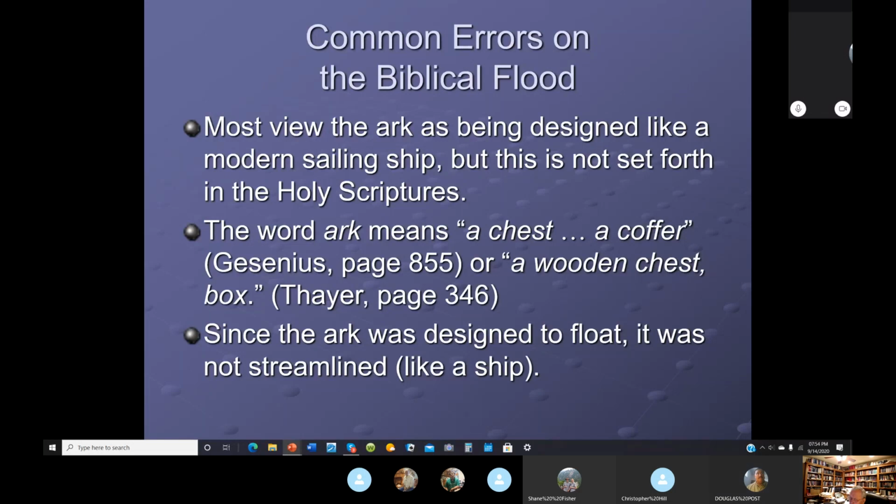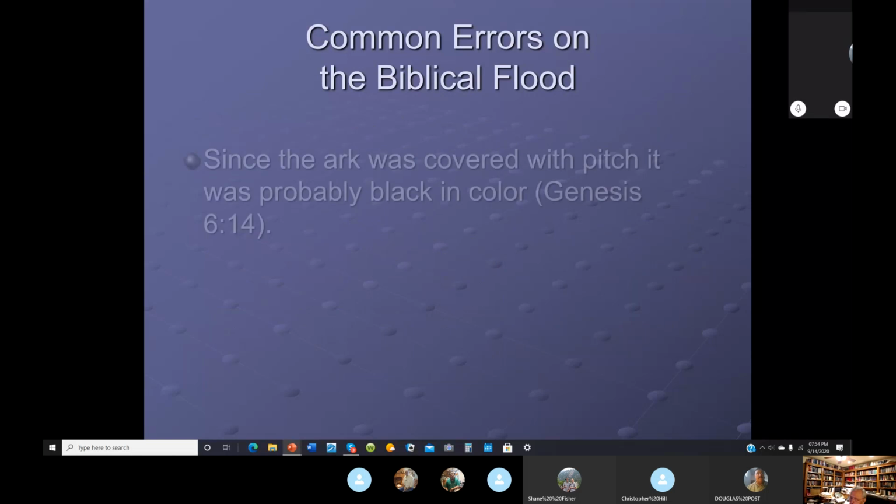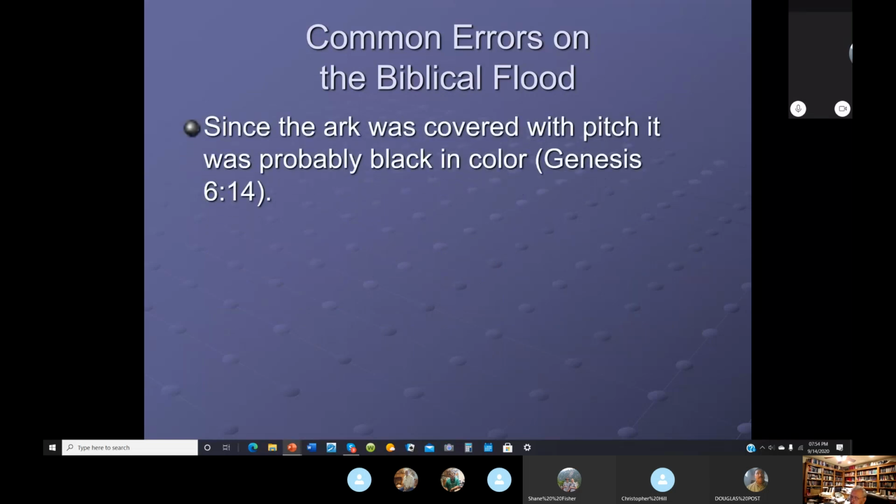Any questions? It's not described as being streamlined. It's described as being a box. It's a big box that floated. And it was made by God's decree, and God made it right. And he made it so it would float.